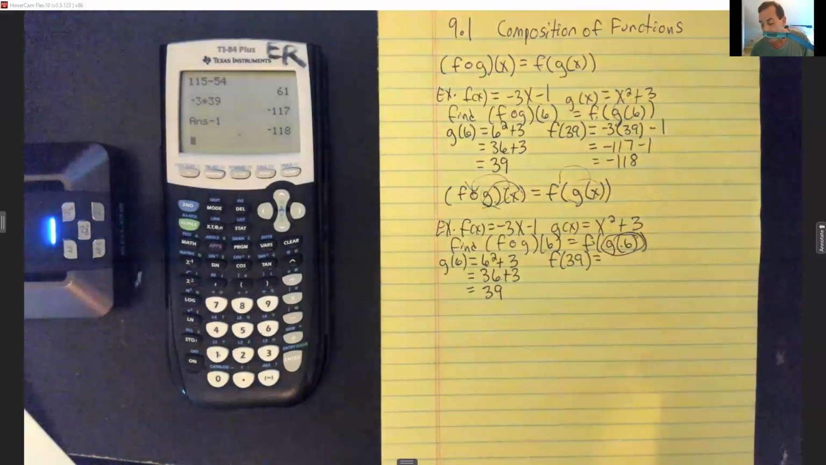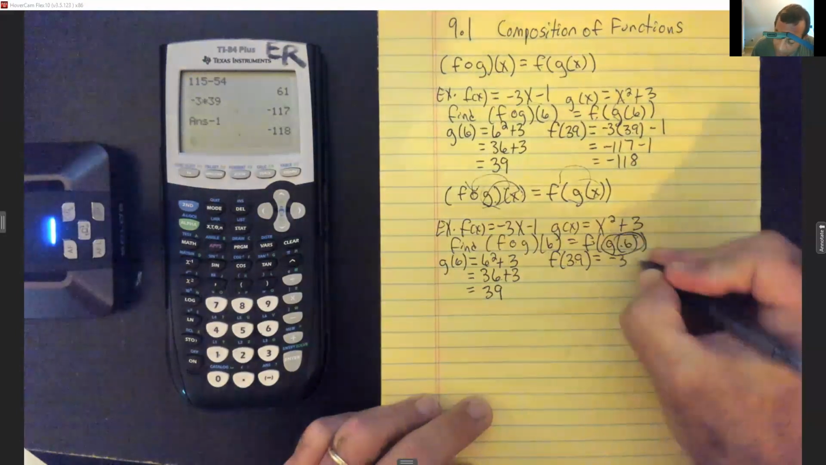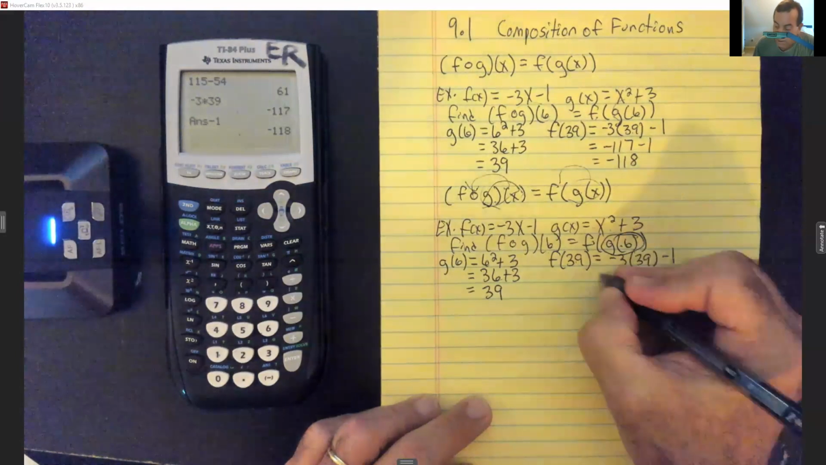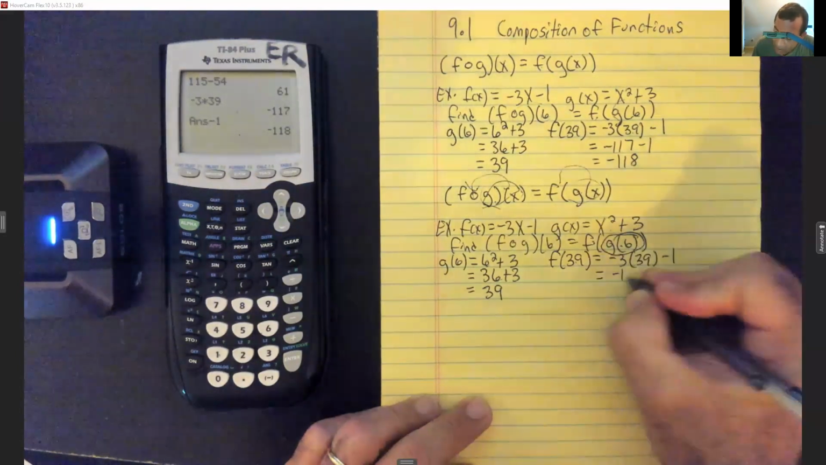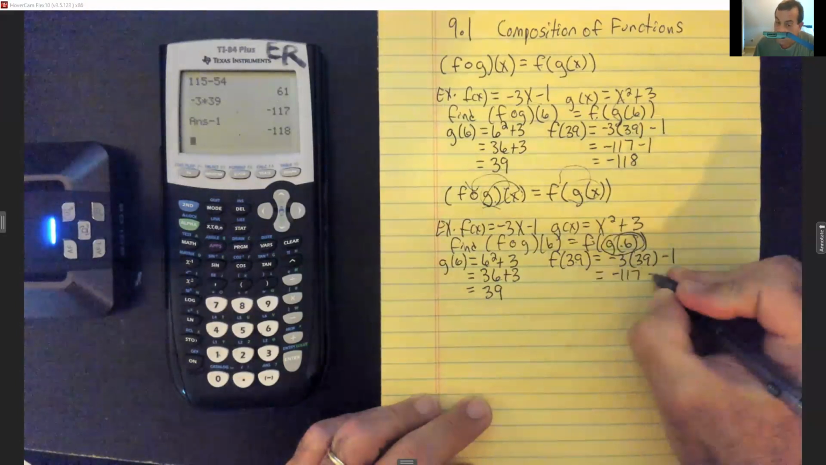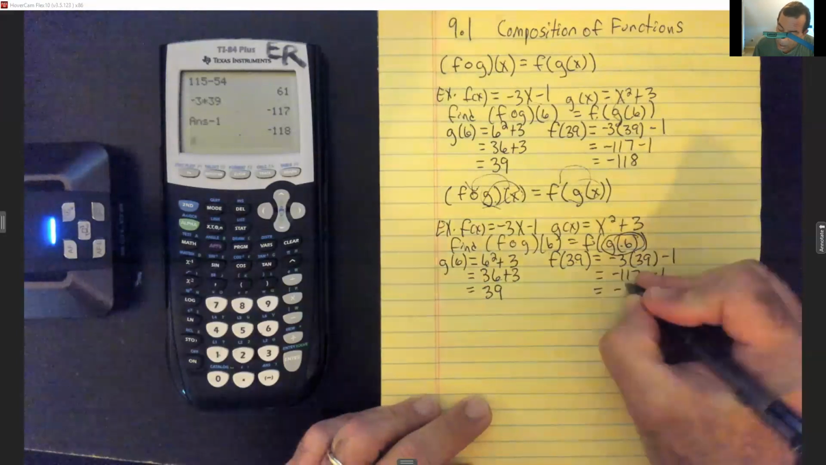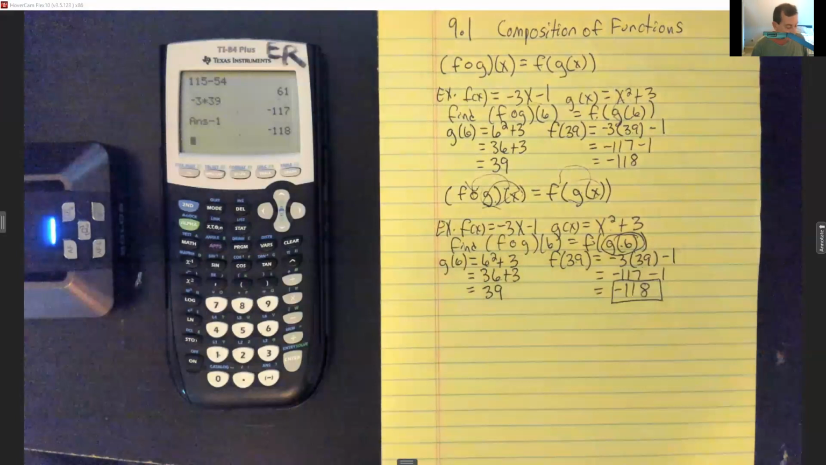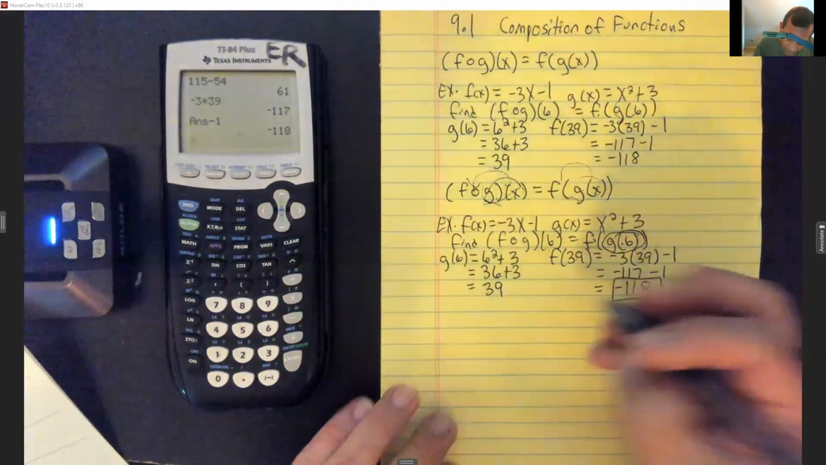I always put what number I'm finding right here. So that's going to be what? Negative 3 times that 39 minus 1. All right, negative 3 times 39 gave me negative 117 minus 1. And then negative 117 minus 1 gave me negative 118. Final answer. All right, so sorry about that. I get off on these once in a while with that screen share.